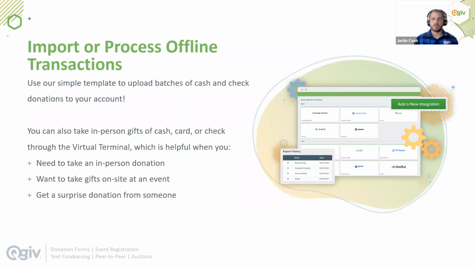Another great thing that we have within our platform is the ability to import or process offline transactions. So as we discussed before, if you are taking those cash payments or those checks when you're on site at an event or someone walks into your organization, there is an easy way for you to take that and then enter their donor information and tie it back to whatever their account is, if they've already had one in Qgiv, or it'll create one for them. So you can take those in-person gifts of cash, card, or check through what we call our virtual terminal, and it's helpful if you need to do any of that, or if you just get a surprise donation. We have the ability for you to easily enter that into Qgiv and track all that information and tie it back to the specific campaign that they're donating to.